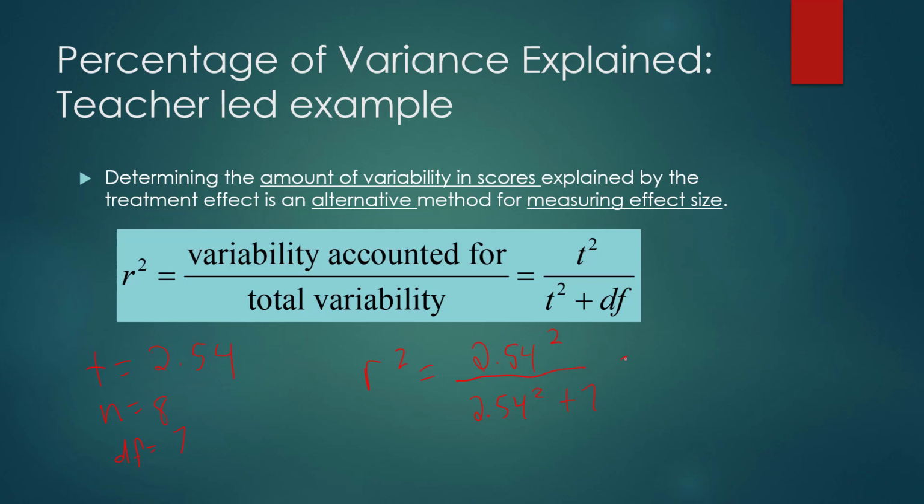So this is going to give us 6.4516 over 6.4516 plus 7, which is then 6.4516 over 13.4516. And that ends up giving us an r squared, when we do all the calculations, of 0.4795, or 48%. So that's the percentage of variance that can be explained.